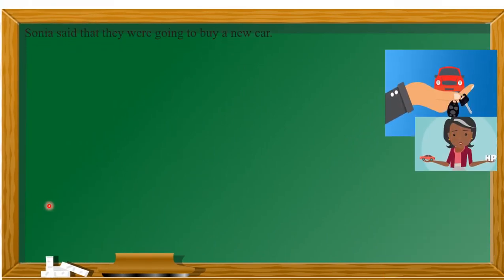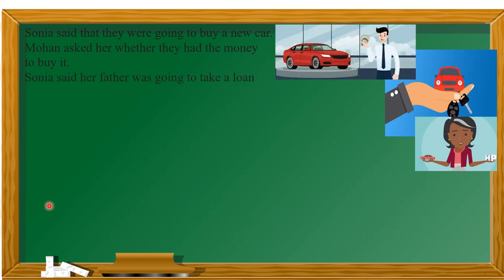Sonia said that they were going to buy a new car. Then his friend Mohan asked her whether they had the money to buy it. So Sonia said her father was going to take a loan from the bank.